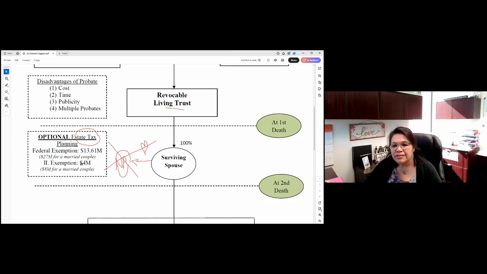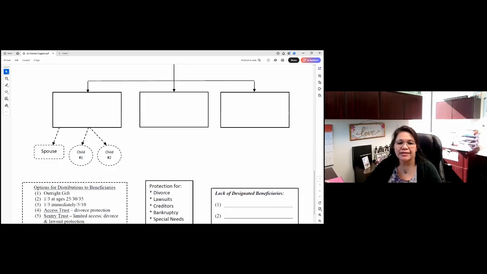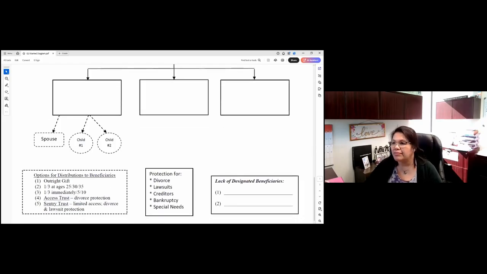Now we go downwards to the second death. So upon the second death, we're going to pretend that husband and wife have three kids, right? They have John, they have Susan, and then they have Mary. Okay. So they have John, Susan, and Mary, and you can certainly give your kids the money outright. So that's one option that's listed here.